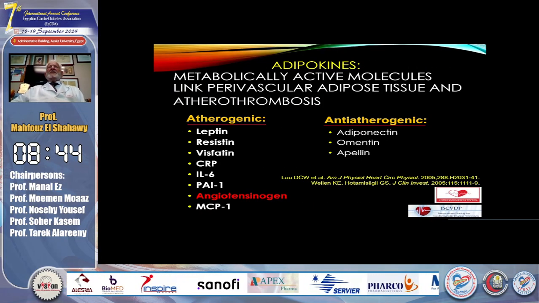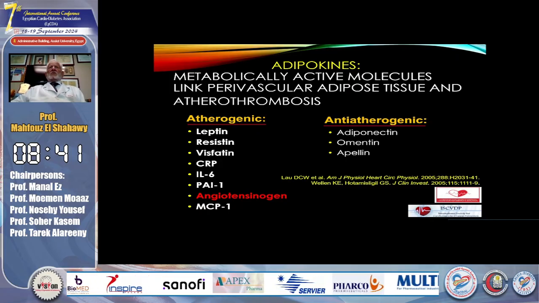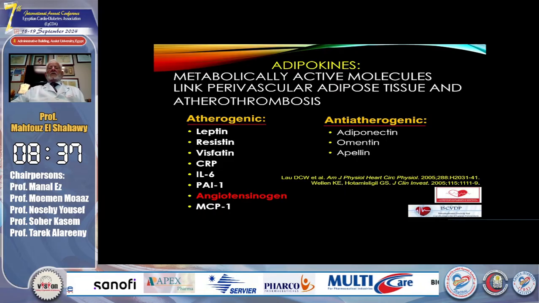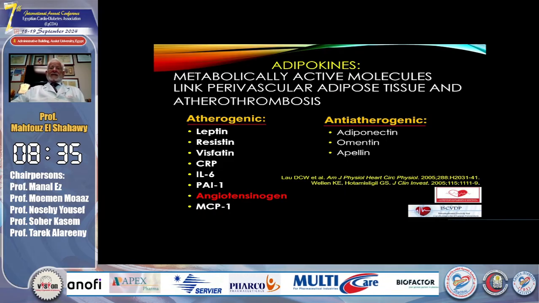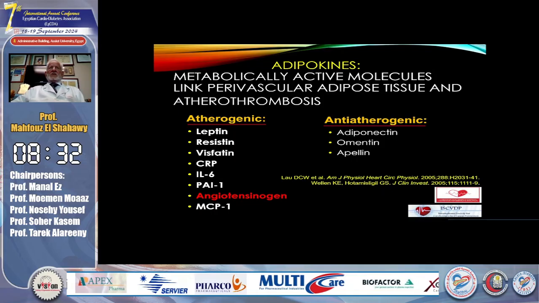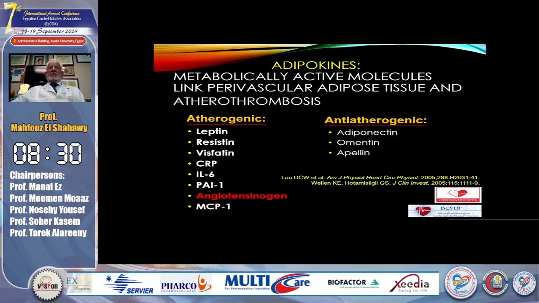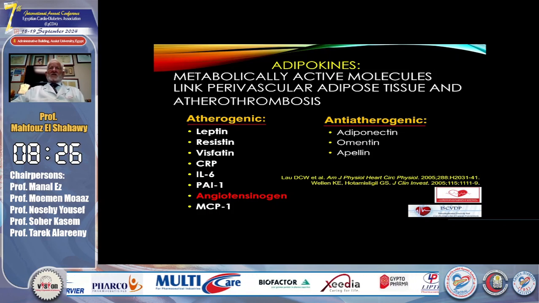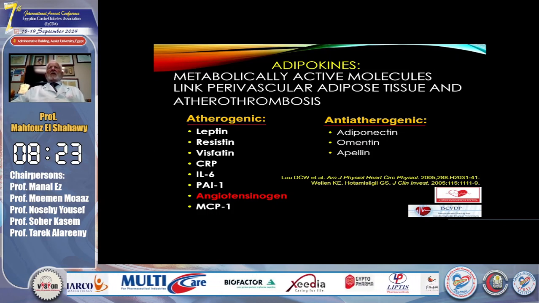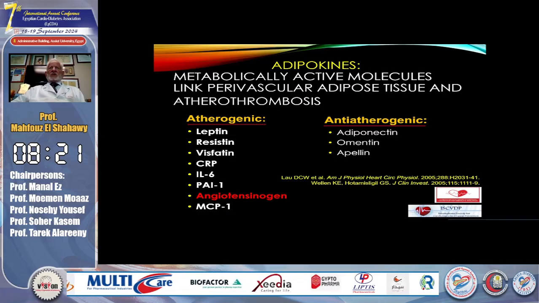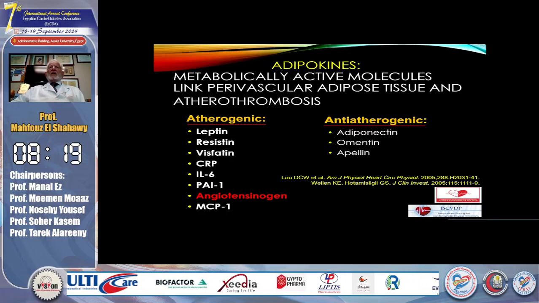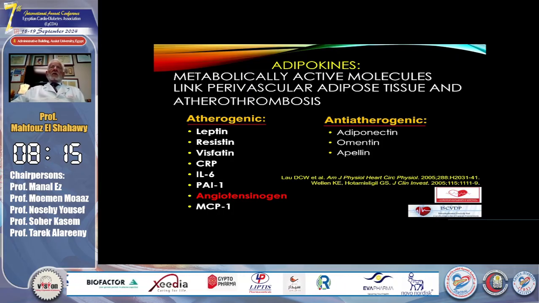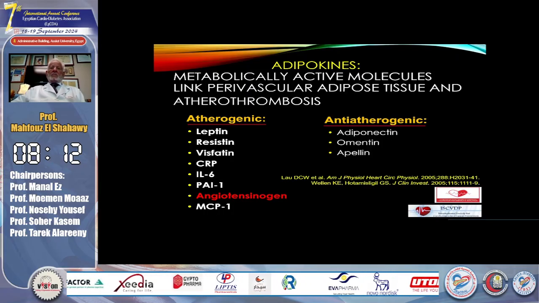Under normal circumstances, they produce atherogenic and non-atherogenic hormones, as listed here. Under normal circumstances, there is a balance, no problem. But once you have increased volume, the cells get bigger, the adipocytes become dysfunctional and produce more of these atherogenic hormones, which can create the problem.